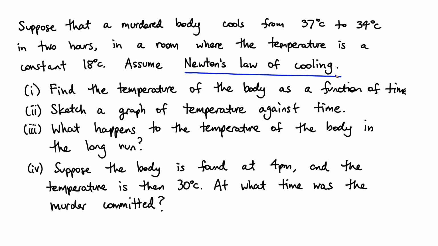We have to do a few things first. We want to find the temperature function as a function of time. We want to sketch the graph of this function. In part 3, we want to think about what happens to the temperature of the body in the long run. So as time goes off to infinity, what happens to the temperature? And then, with a bit more information, suppose at 4 p.m. we observe that the body is 30 degrees. Using Newton's law of cooling, we should be able to work out roughly what time this murder happened.